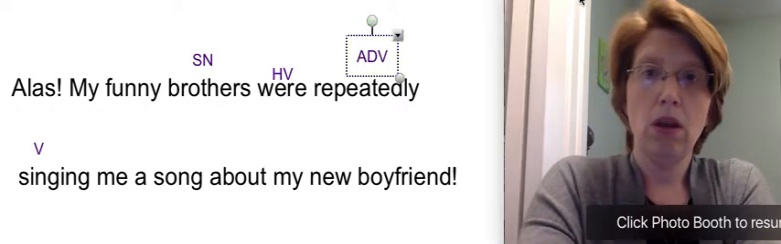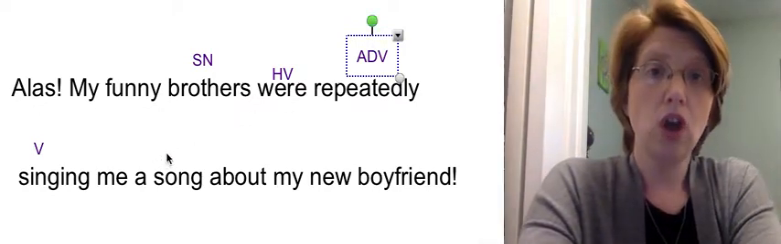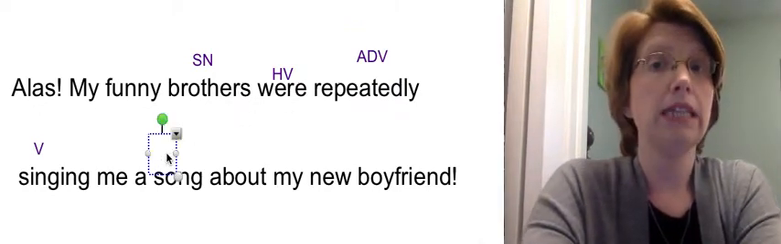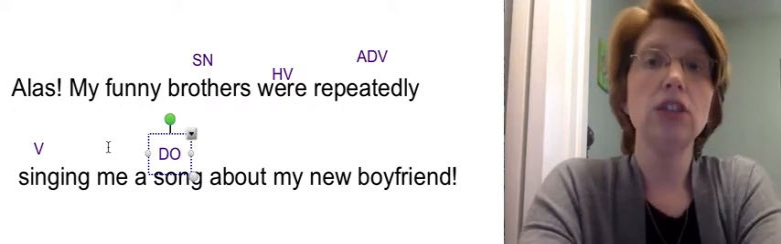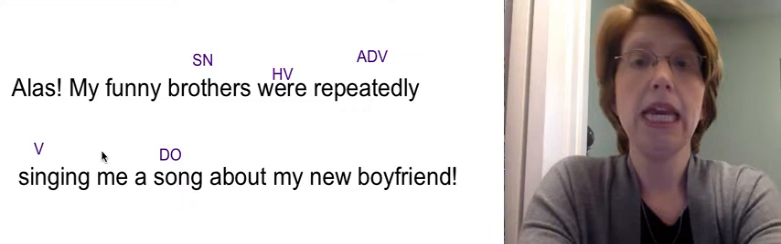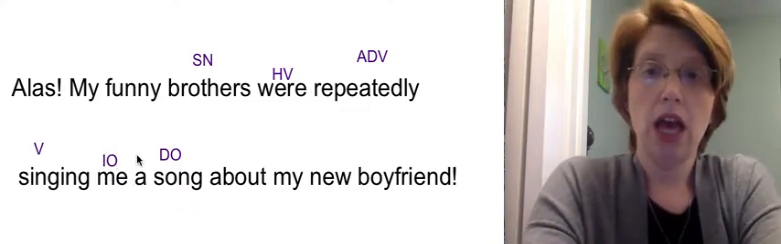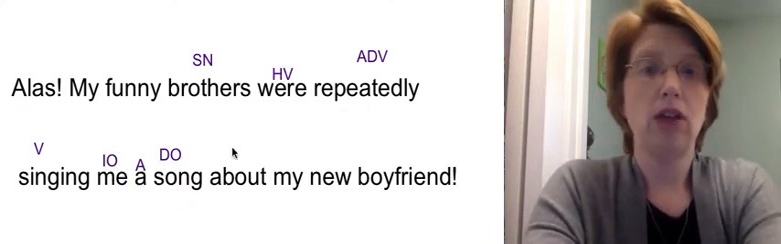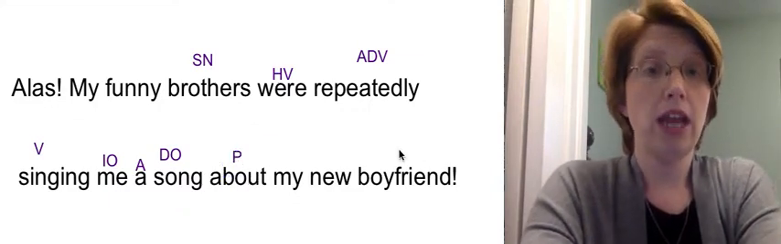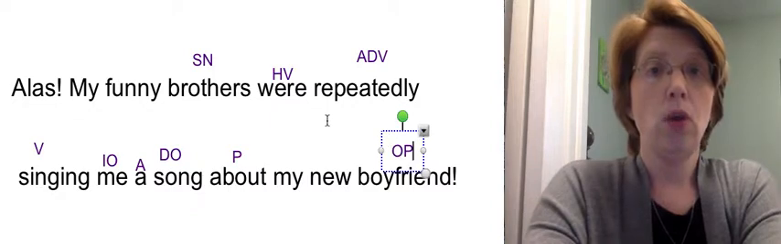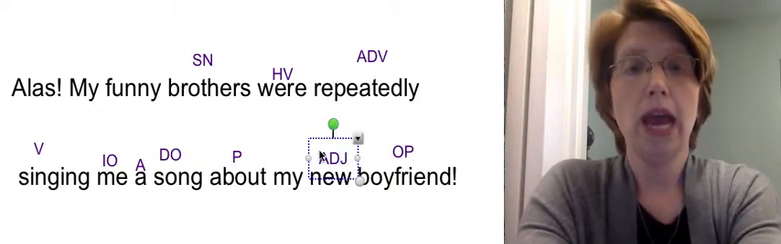Were singing what? Song. Verify the noun. Does song mean the same thing as brothers? No. Song, direct object. Singing a song to whom? Me, indirect object. A, article adjective. About, preposition. About whom? Boyfriend, object of the preposition. What kind of boyfriend? New, adjective.